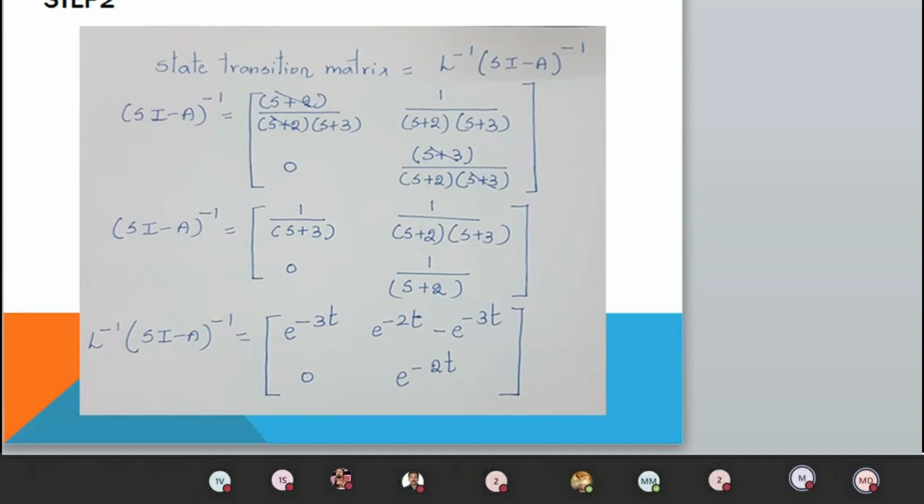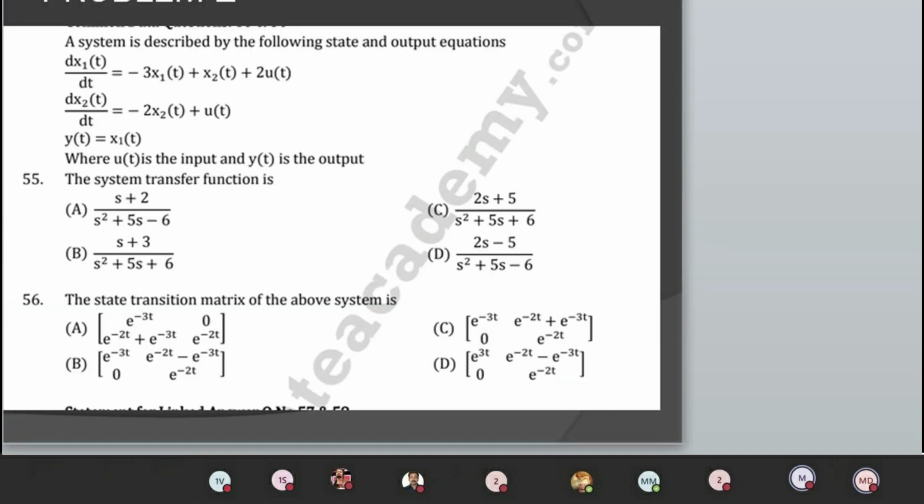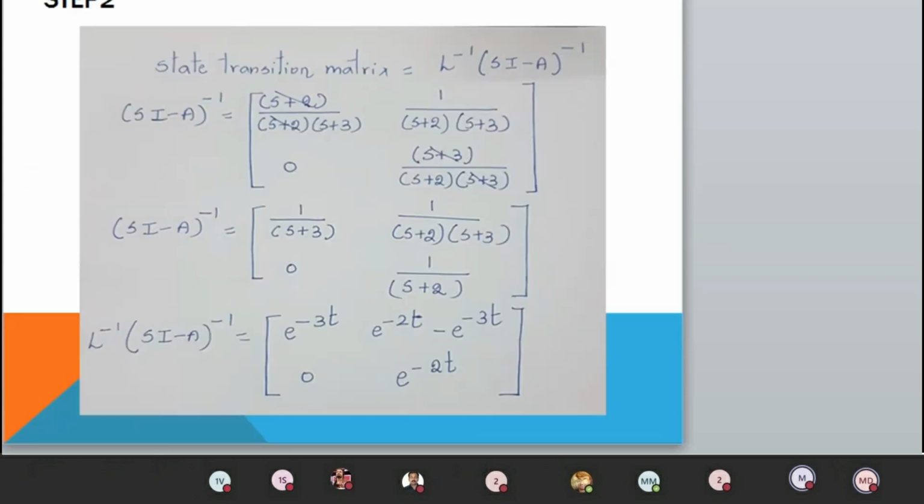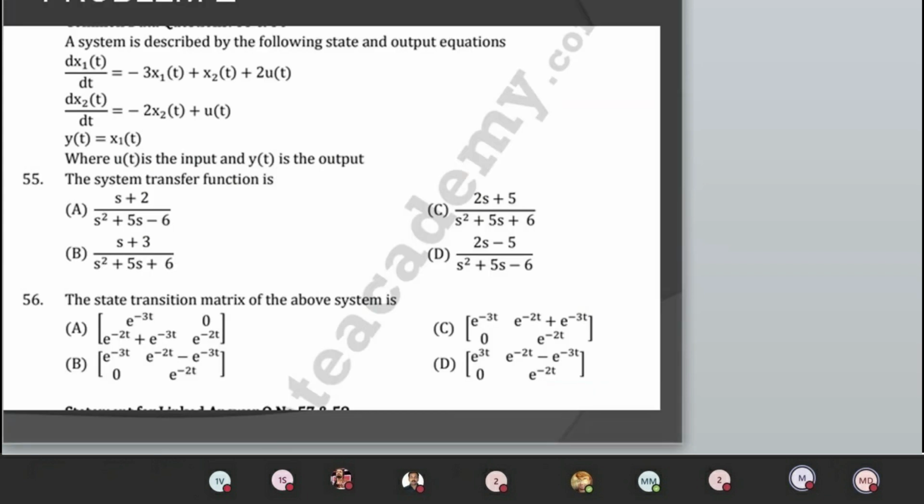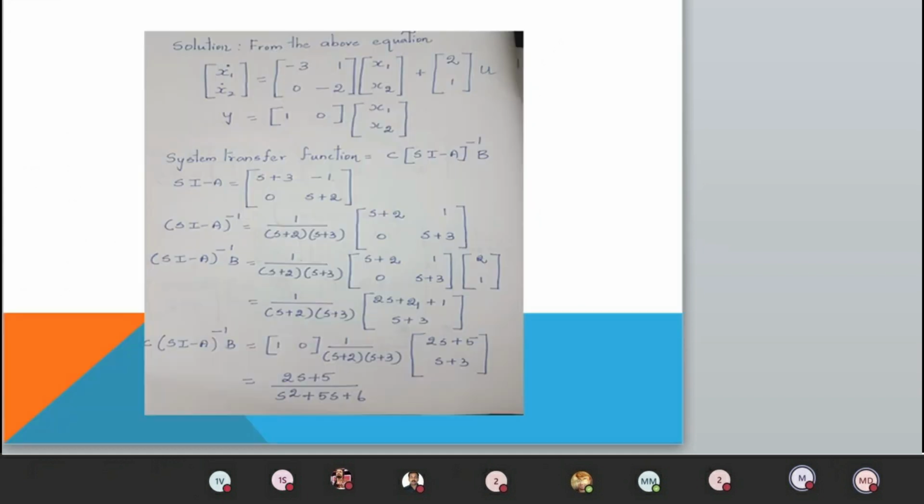So the final solution is e power minus 3t, e power minus 2t minus e power minus 3t, 0, e power minus 2t. Okay, so which is nothing but choice B. Okay, so choice B and C are too close. Be careful. Okay, choice B is the correct answer.